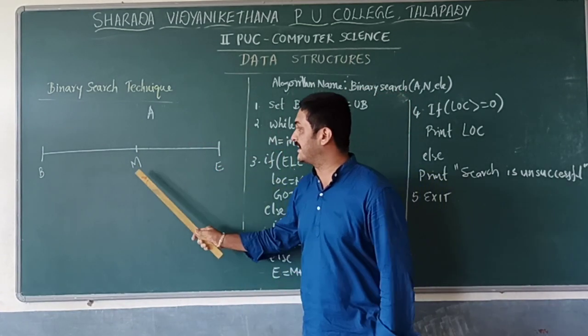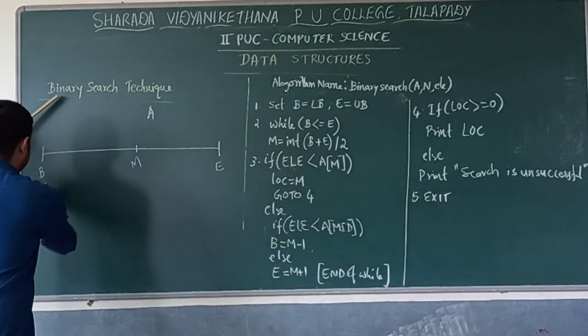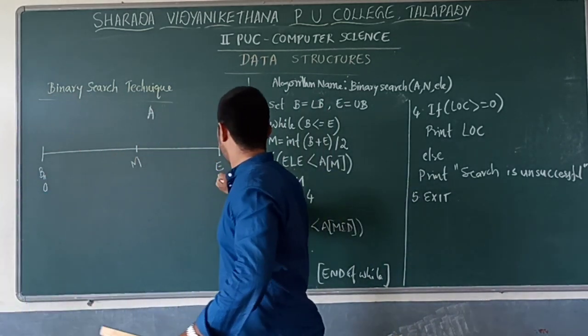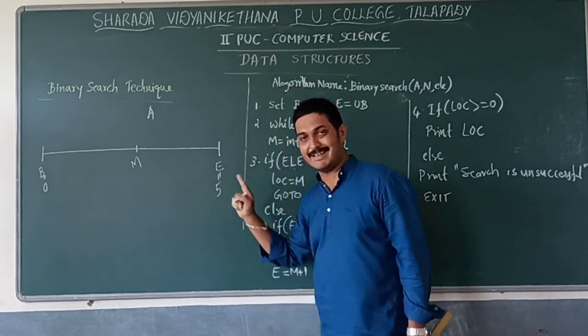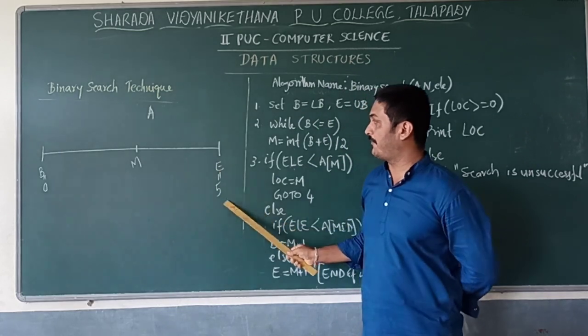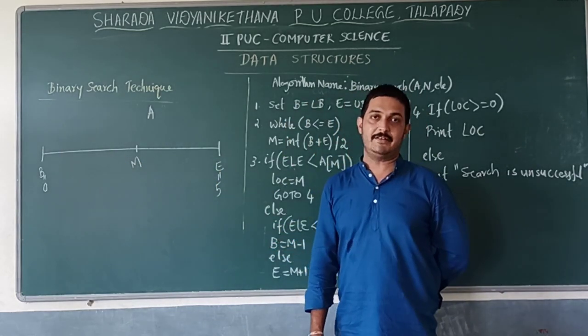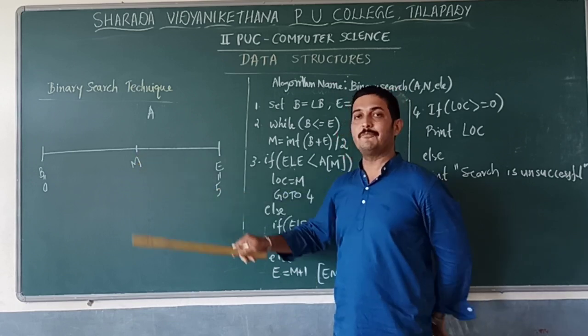So how do we find the middle element? For example, location of B equal to 0 and location of E equal to 5, that means a total of 6 elements. B equal to 0 and E equal to 5, so 0 to 5 means 6 elements. And how do we find the location of the middle element?